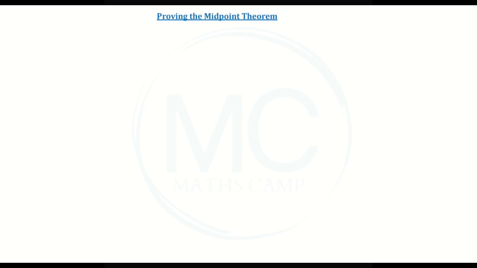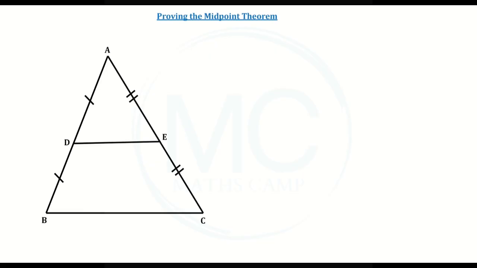In your final examination, you may be asked to prove the midpoint theorem. You will be given a diagram that looks like this, where the midpoints of two sides will be joined by a straight line. In this case, D is the midpoint of AB, and we can see that AD is equal to DB. E is the midpoint of AC because AE is the same length as EC.